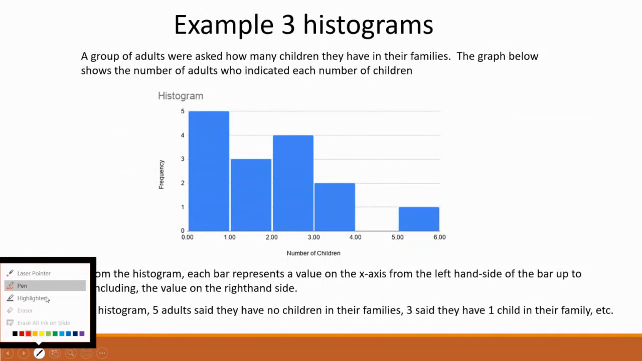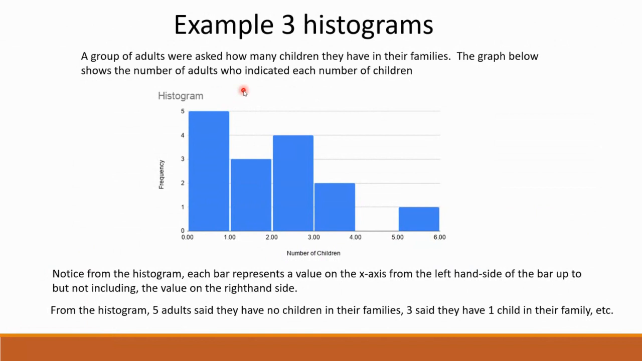This is actually an example I got from the book. A group of adults were asked how many kids they have in their families. So I guess someone would go around asking a sample of adults or whatever. And the data they got, the results, they're displaying in a histogram.